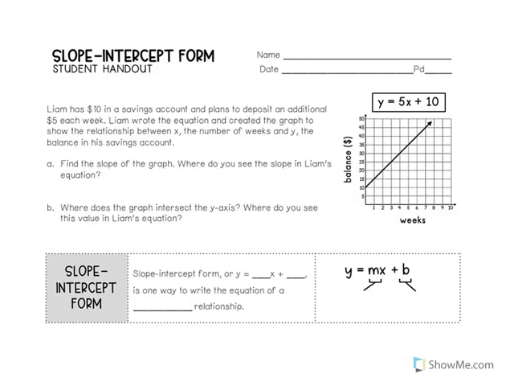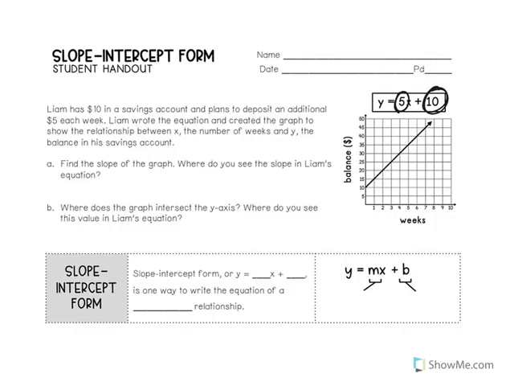All right, let's move into slope-intercept form. So Liam has $10 in a savings account, so that's where the 10 right here is starting at, and plans to deposit an additional $5 each week. That's where this 5 is coming from. Liam wrote the equation and created the graph to show the relationship between x, the number of weeks, and y, the balance. So we're going to find the slope of the graph.